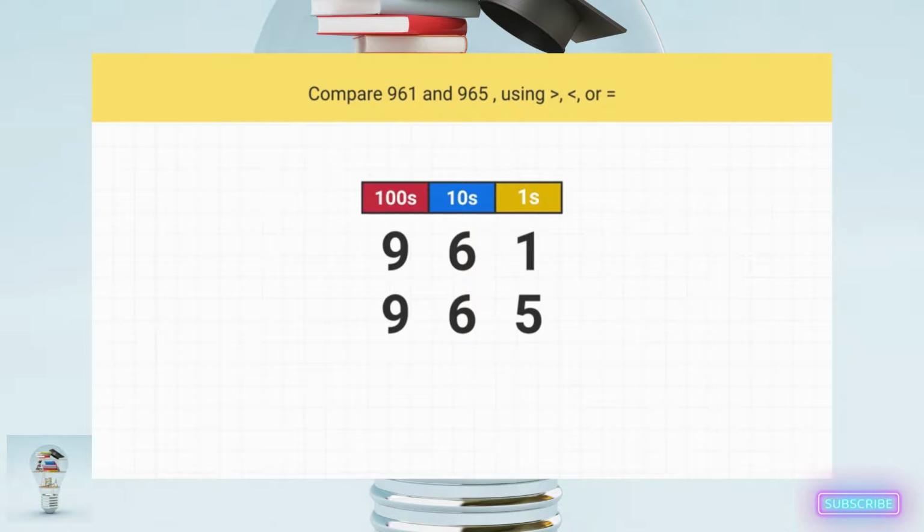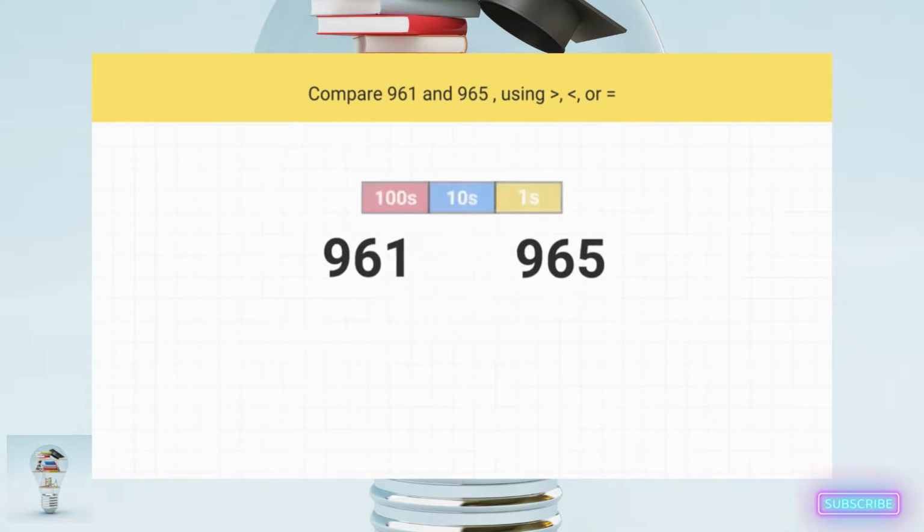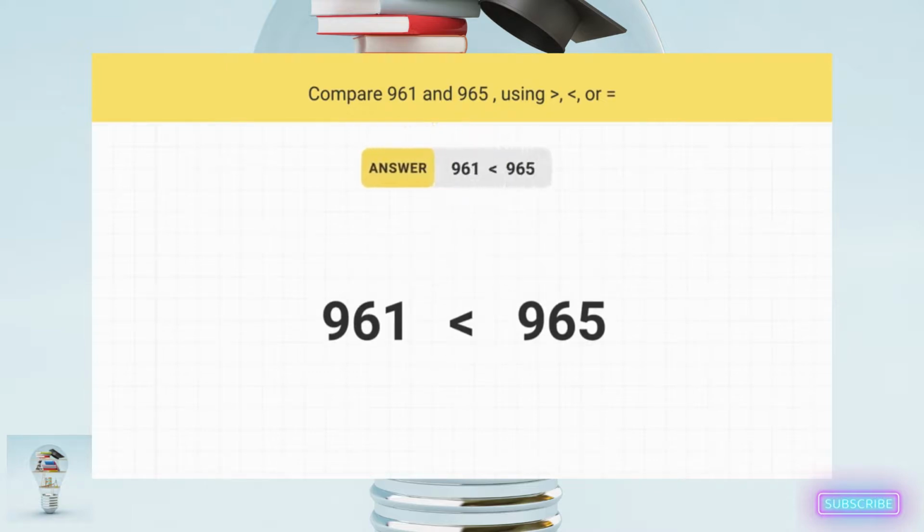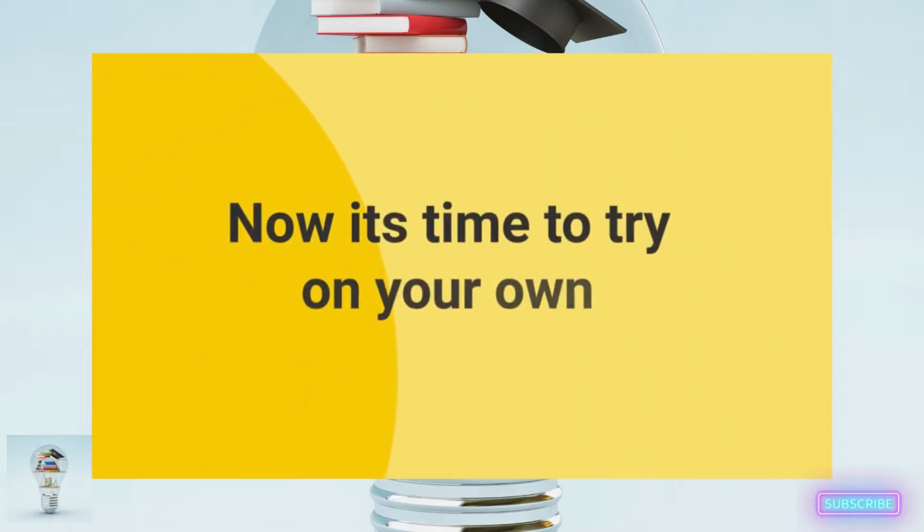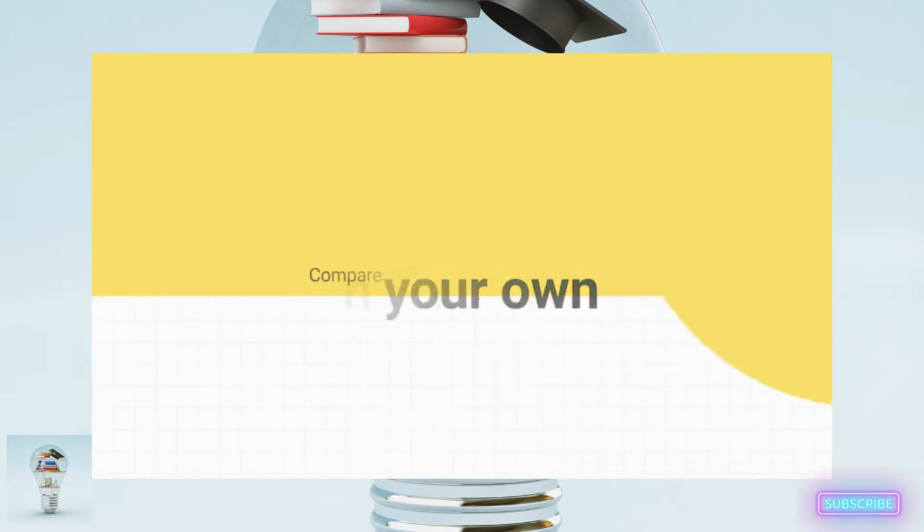How do we write this comparison? 961 is less than 965, so we use the less than symbol. 961 is less than 965. Great job. Now it's time for you to try a few problems on your own.